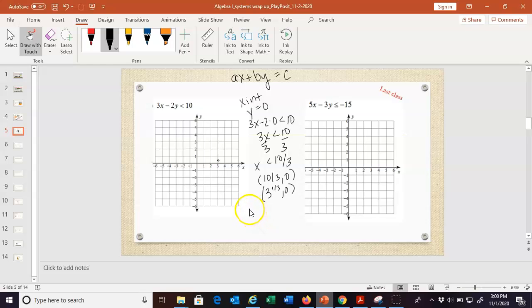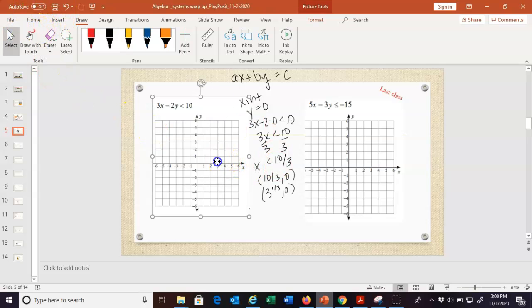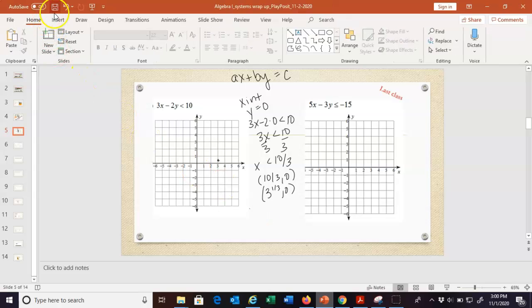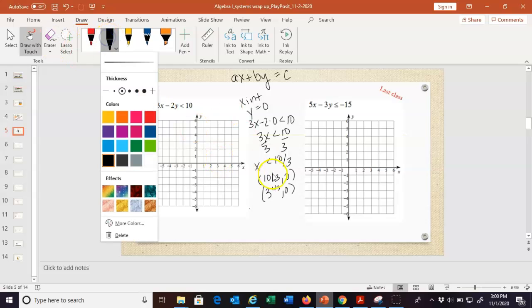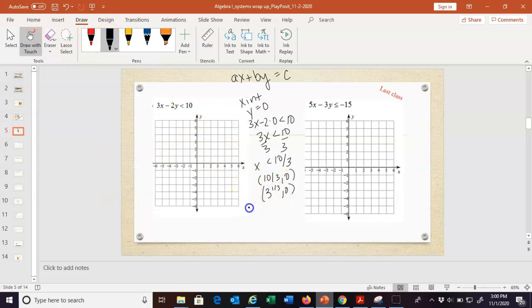All right, let's find, hold on one second. I didn't mean to go up. Let me undo that. Eraser. There we go. Okay. We're going to go over 3 1/3 and then 0 because that is our x-intercept.